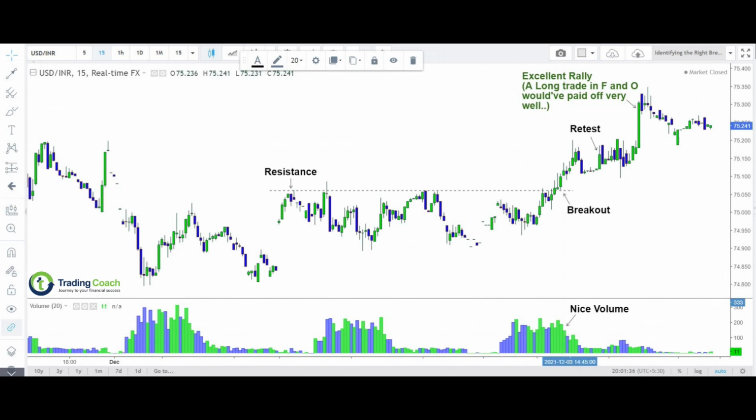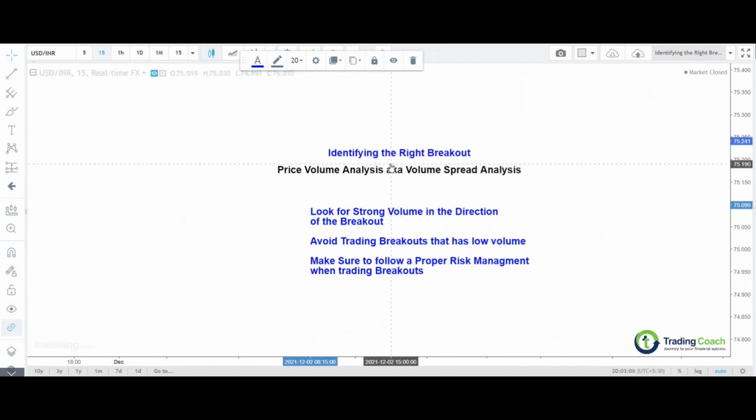So we have learned how to identify a good breakout with the help of price action and volume analysis. Now let us do a quick recap and summary of what we have learned so far. In this video, we identified how to spot the right breakout. We have learned how we can use price volume analysis, aka volume spread analysis, to identify the right breakout. Here are some of the key points.